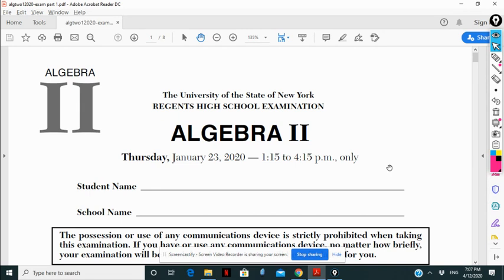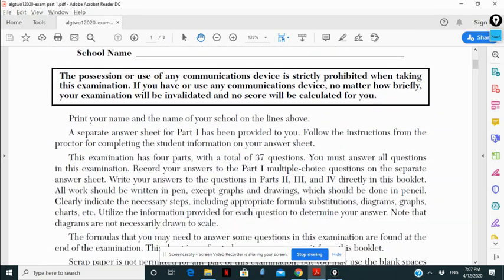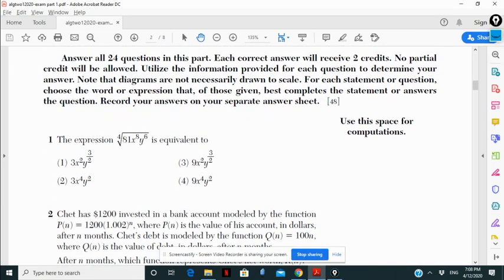Today we're going to start reviewing the Algebra 2 Regents from January 2020. That's the latest Regents. So we're going to start with Part 1. Part 1 is the multiple choice questions.